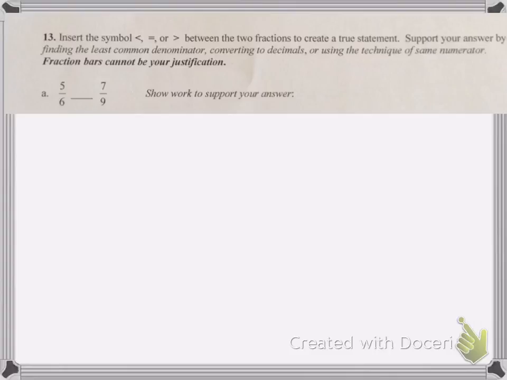So we have to choose the appropriate symbol, and then it says we have to show work to support our answer. So let's make sure we do everything that we're supposed to do here. First, we're going to make sure we choose one of those appropriate symbols, and we're going to make sure we show our work in one of these three methods: least common denominator, converting to decimals, or using the technique of the same numerator. For part A, I am going to use the least common denominator.